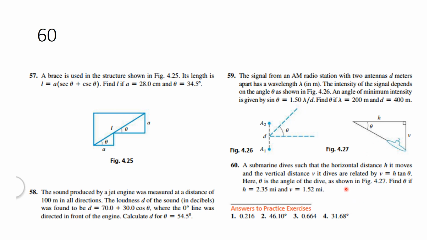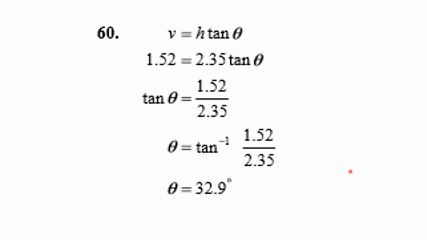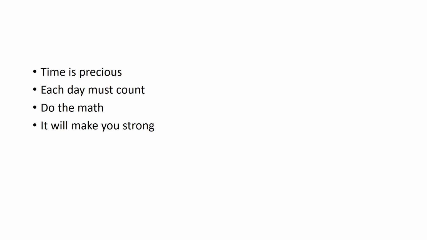So we're going to use these equations that we have to solve that. And so we'll say v is equal to h tan theta. These are the numbers that were given in the problem. So tan theta is the ratio of those two. Plug that into your calculator, and you take the inverse tangent of that, and you get that this is 32.9 degrees. That concludes this section.